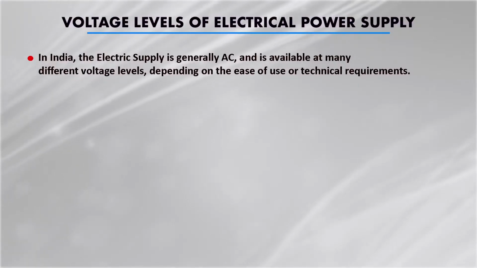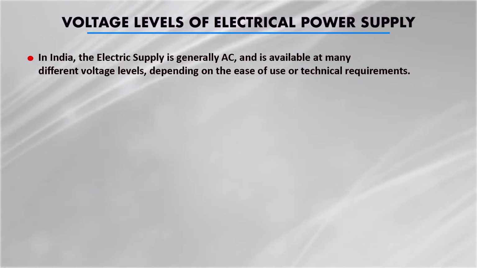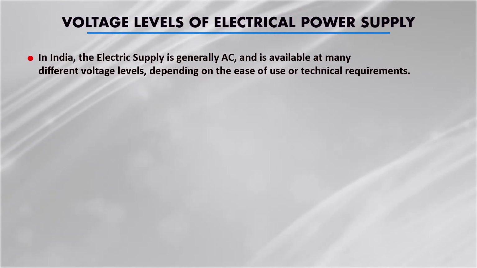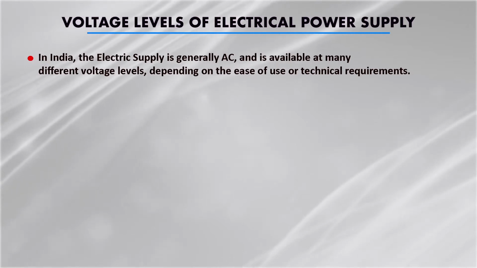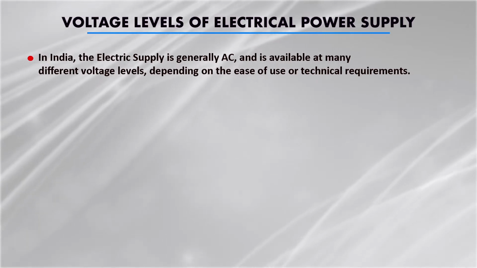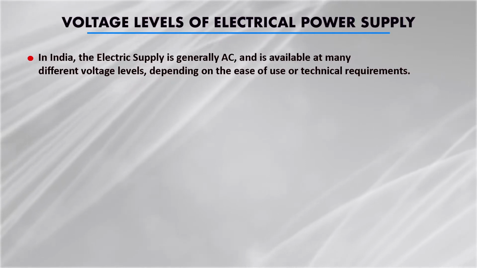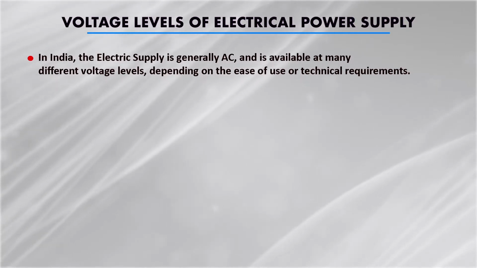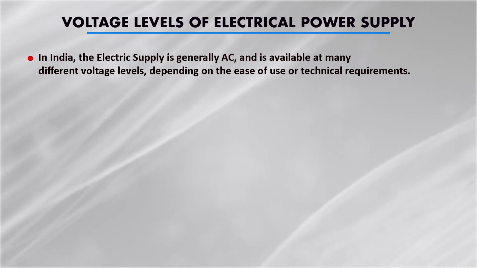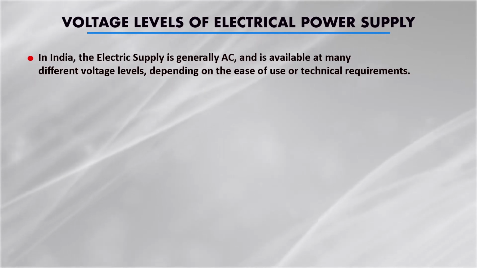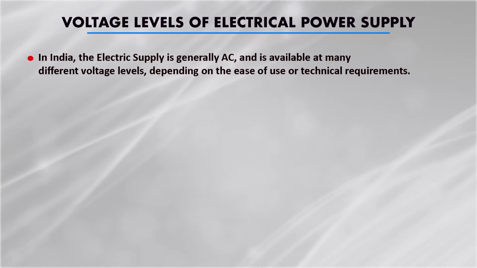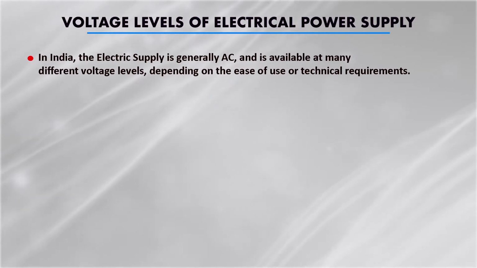So learners, in India the electrical supply is generally AC, or alternating current, which works on AC current or voltage, and it is available at many different voltage levels depending upon the ease of use or technical requirements. You can use both AC power or DC, but generally AC is more popular.